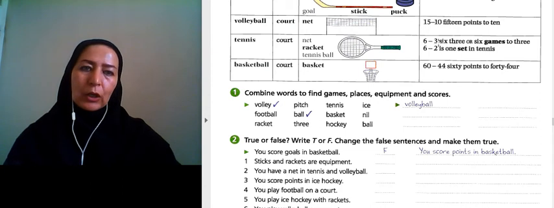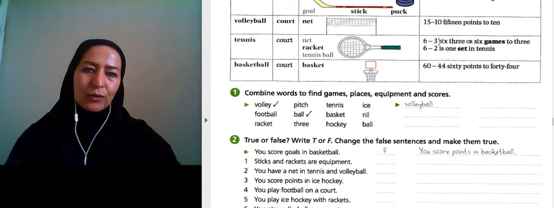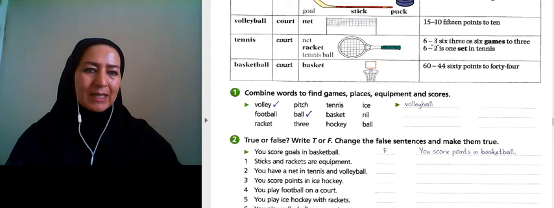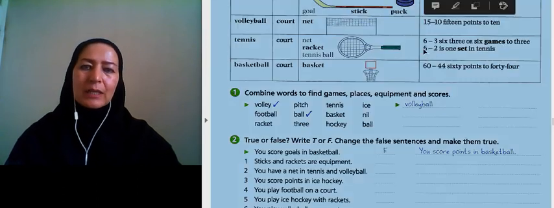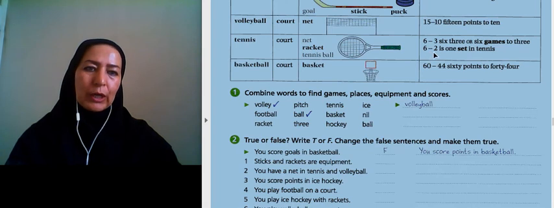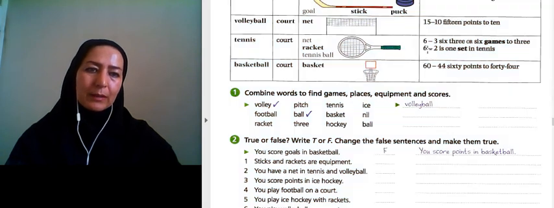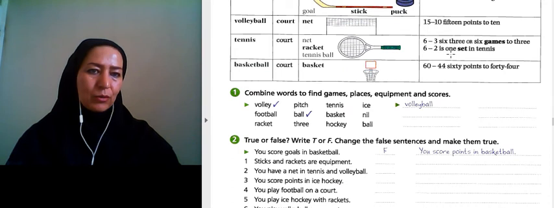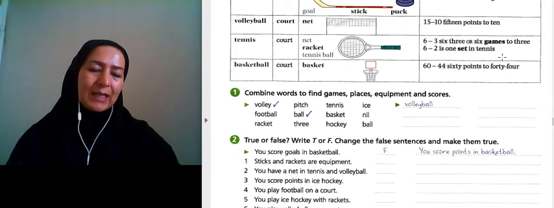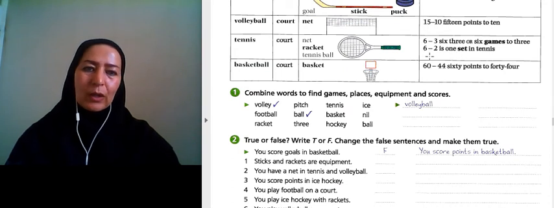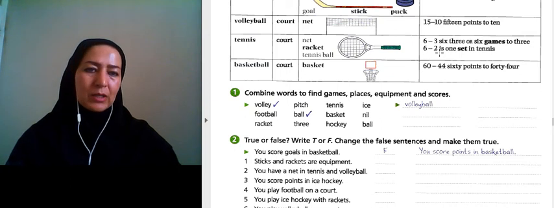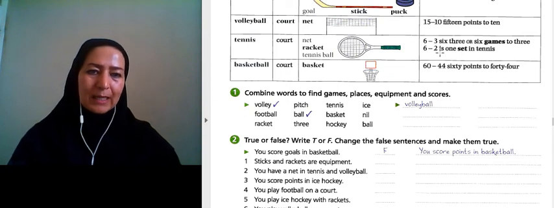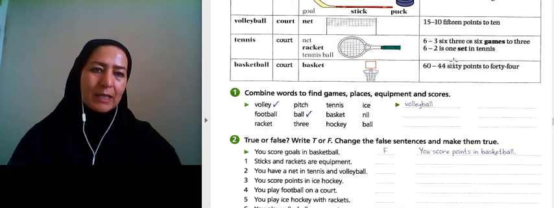6-3, we say, or 6 games to 3. So remember, here we say games. 6-2 is one set in tennis. So there is a set in tennis. Just a part of the time that we play tennis is called a set. And in each set, we play 6-2.